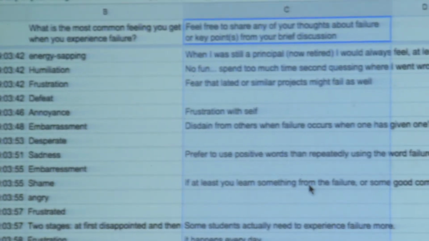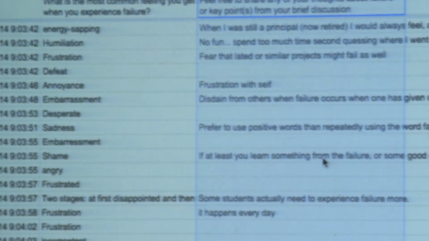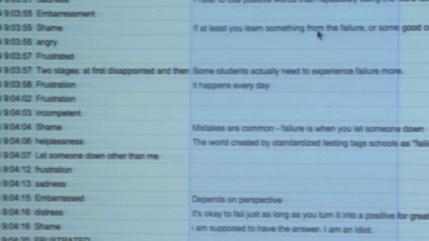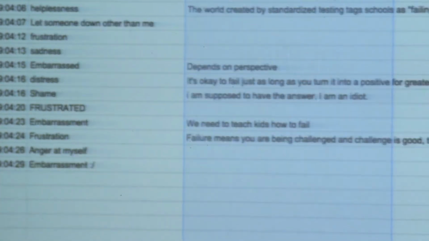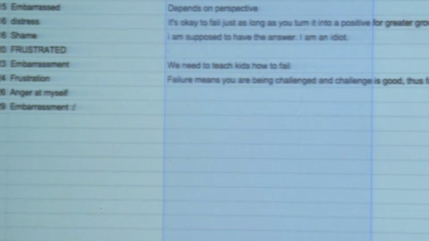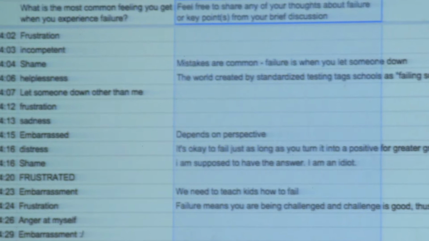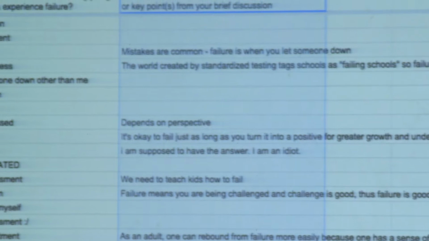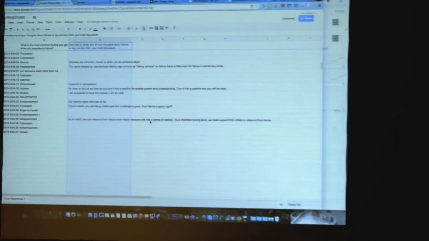And again, once you submit to this form, there should be a link that will allow you to see the other submissions. There's some comments in here that I think are really important and useful, like prefer to use positive words than repeatedly using the word failure. It happens every day. One of the analogies I used to use with my students was I played college football. And I used to tell them that there's a failure on every single play. Because if everyone were 100% successful on every single play, nothing would ever happen.